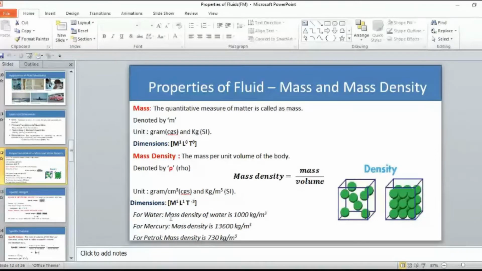Then remember the value of mass density for water, it is 1000 kg per meter cube, and for mercury it is 13,600 kg per meter cube. These values will be required for solving the problems, so remember these two values.